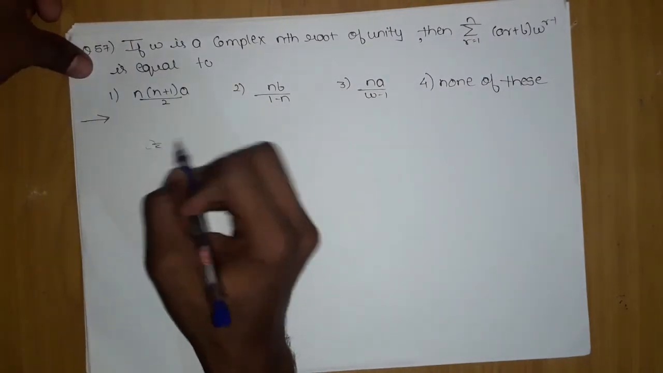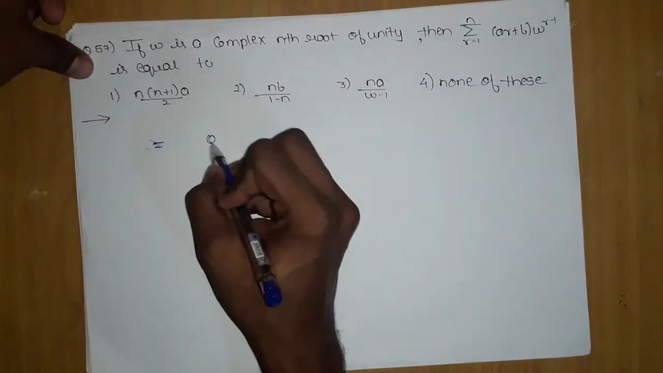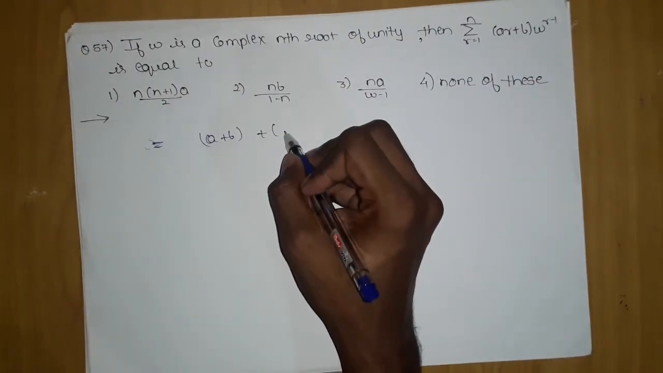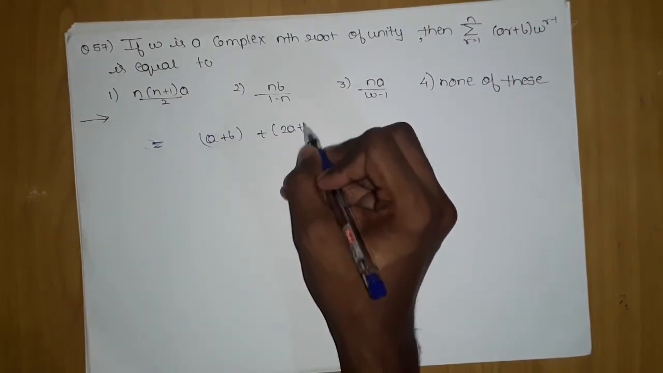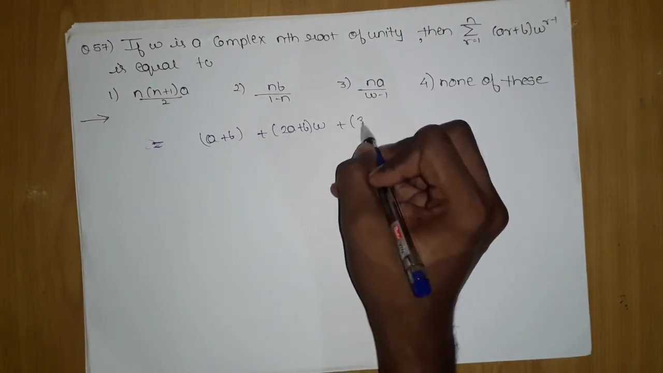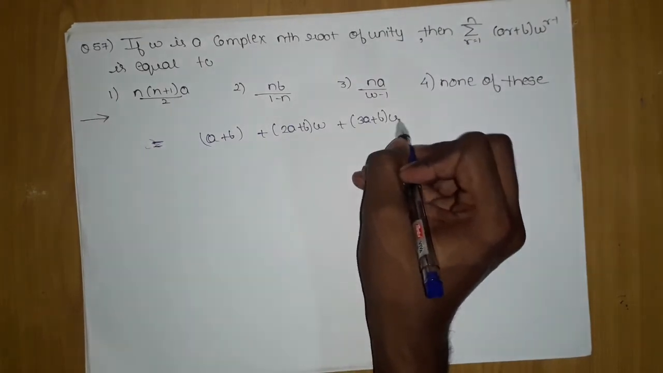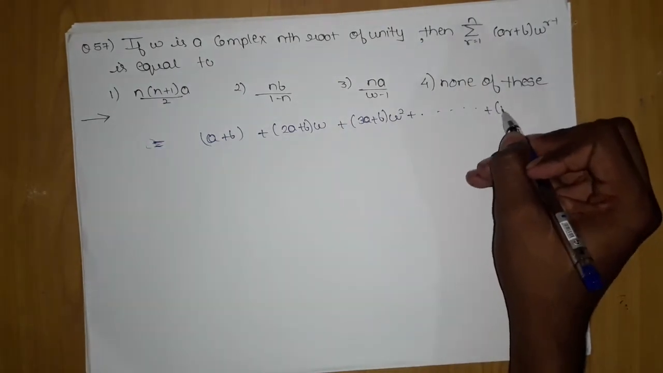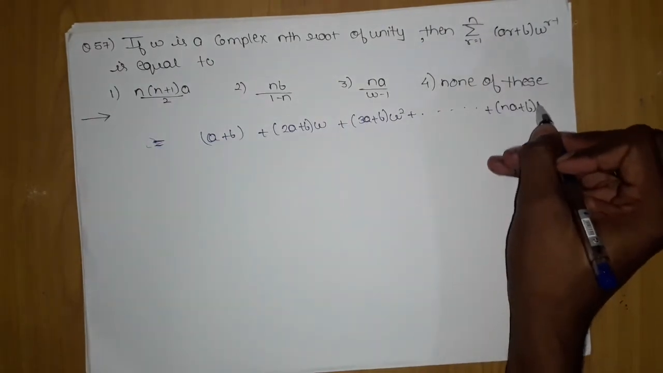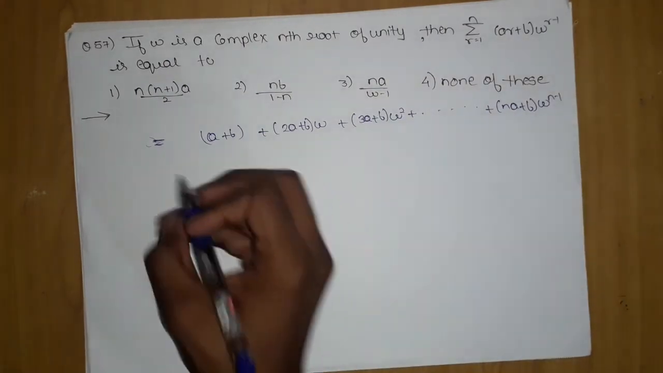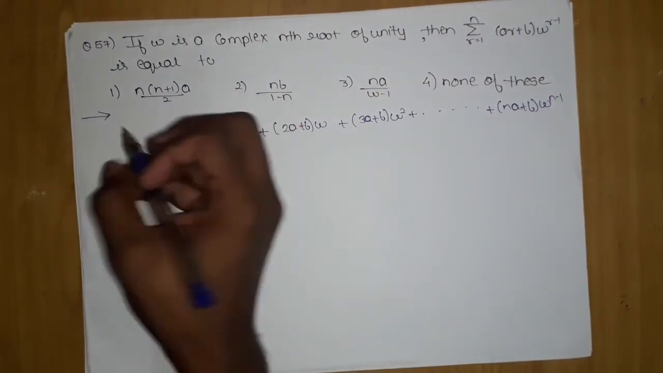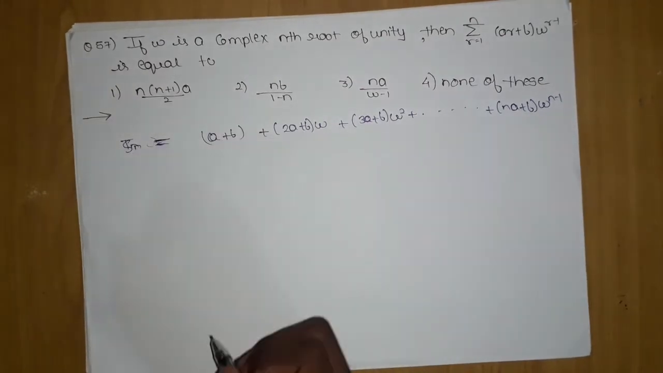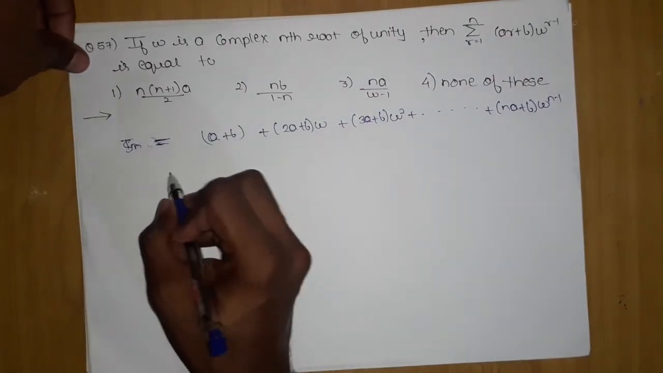If I open the summation, what do I get? a plus b, this will become 0. This will become 2a plus b into omega, 3a plus b into omega square, and so on till na plus b into omega power n minus 1, right? This will be my Sn.